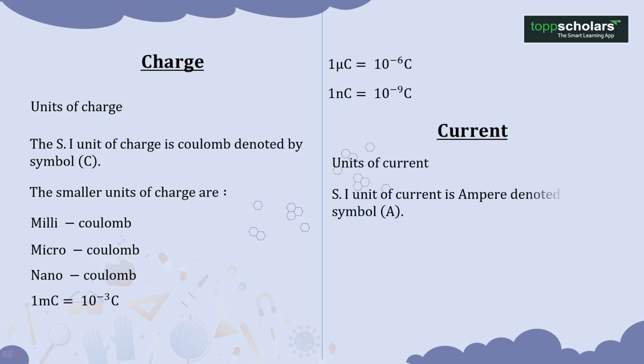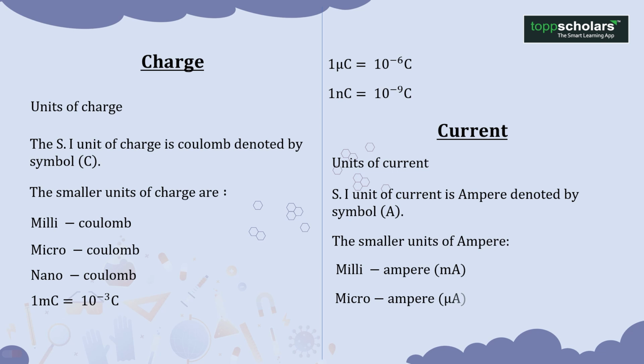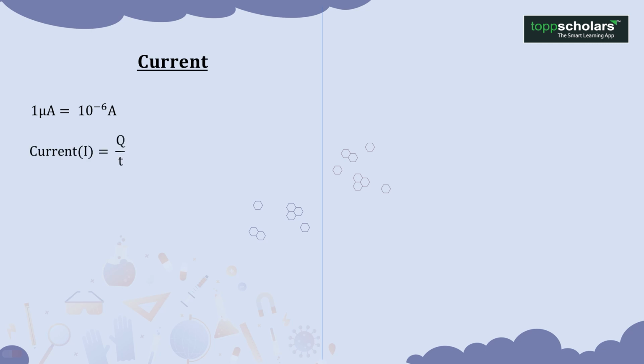Current. Units of current. SI unit of current is ampere, denoted by symbol A. The smaller units of ampere are milliampere, mA, and microampere, micro A. 1 milliampere is equal to 10 raised to the power of minus 3 ampere. 1 microampere is equal to 10 raised to the power of minus 6 ampere.